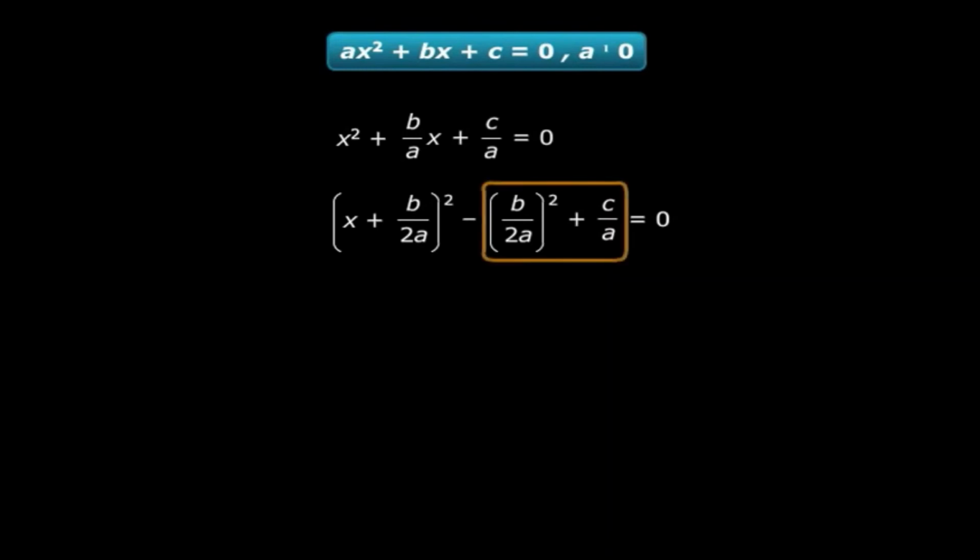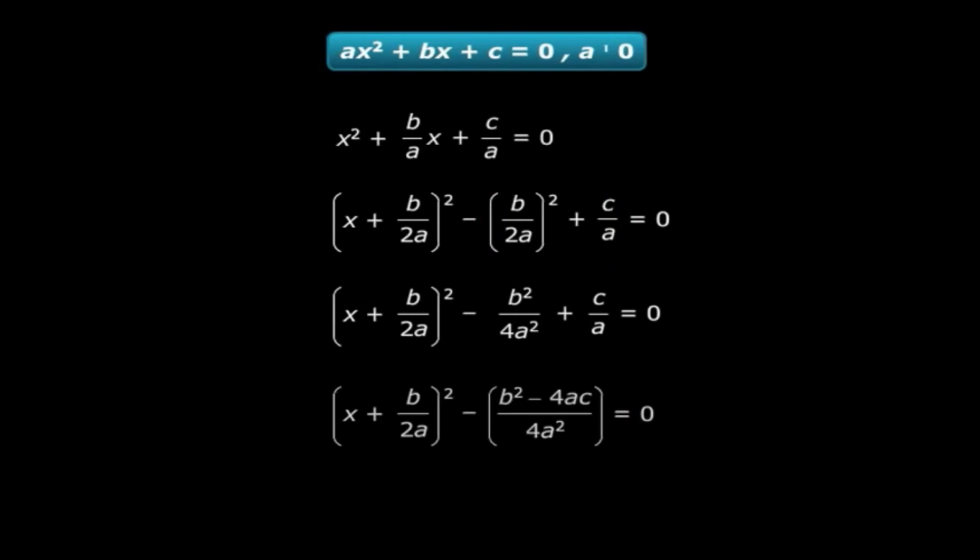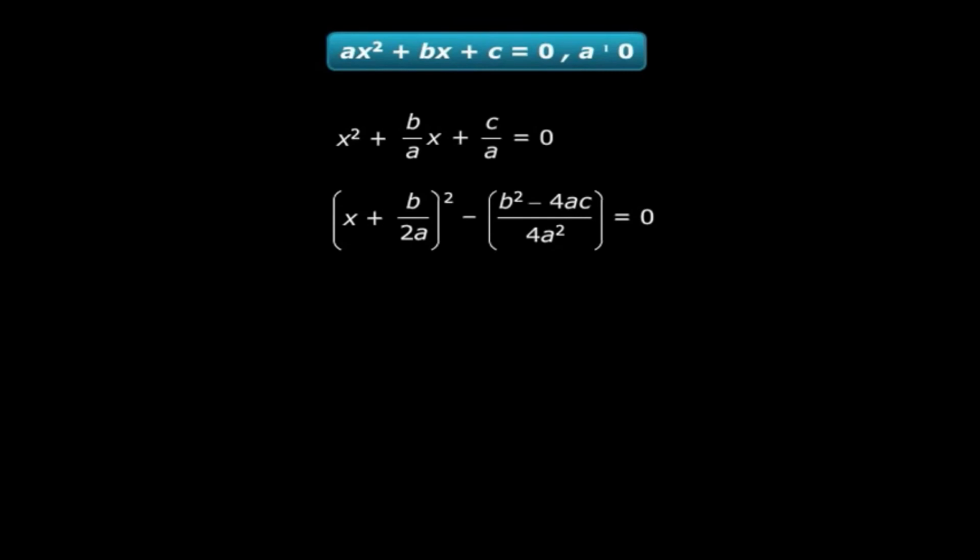Now look at this part of the expression. We need to simplify this. So I can write this like minus b squared by 4a square plus c by a. Let me now take the denominator as common. Let me now take this on the right hand side. So what do I get? X plus b by 2a whole square equals b square minus 4ac divided by 4a square.